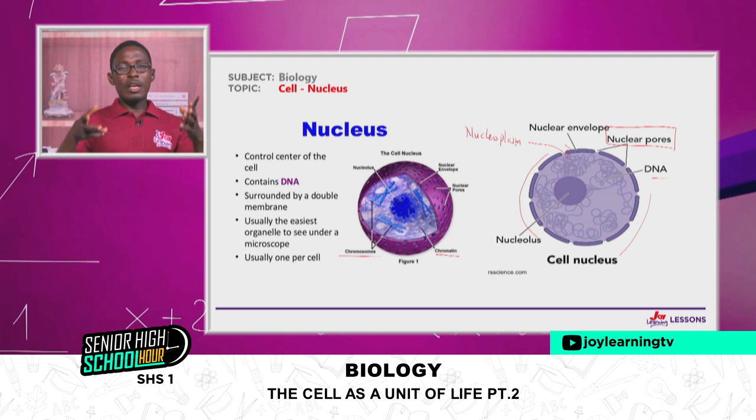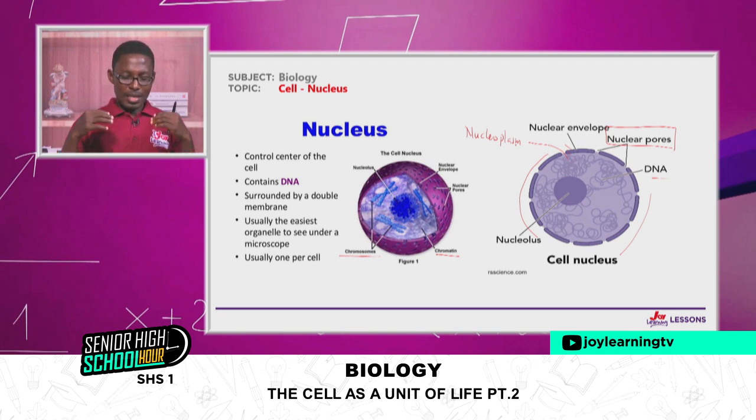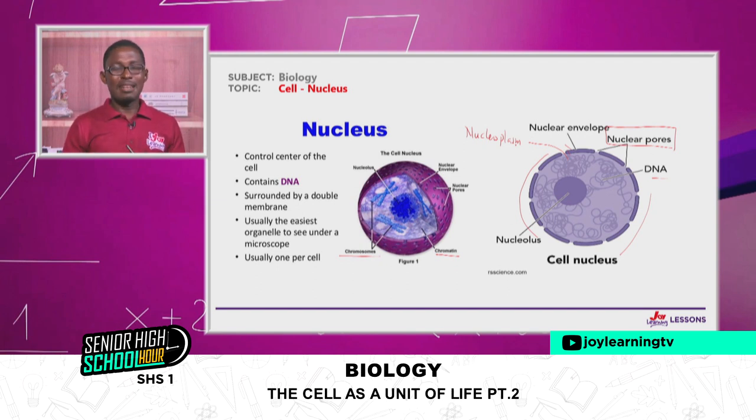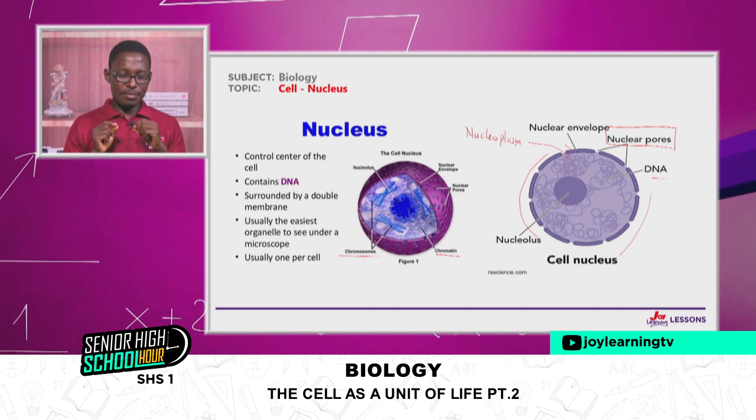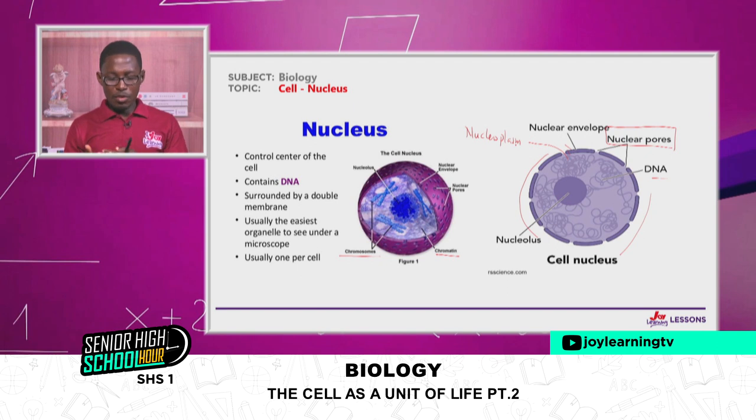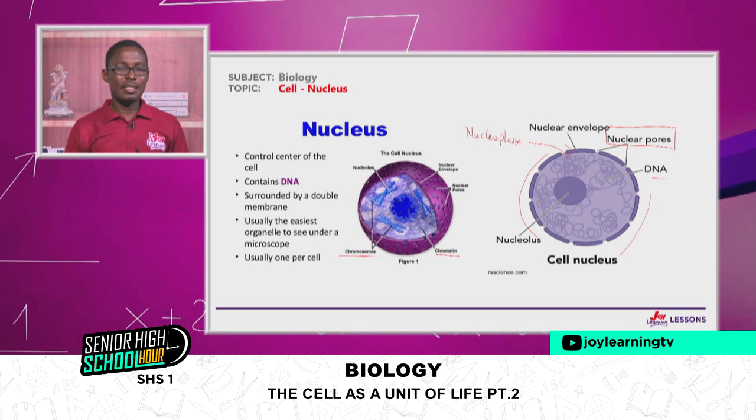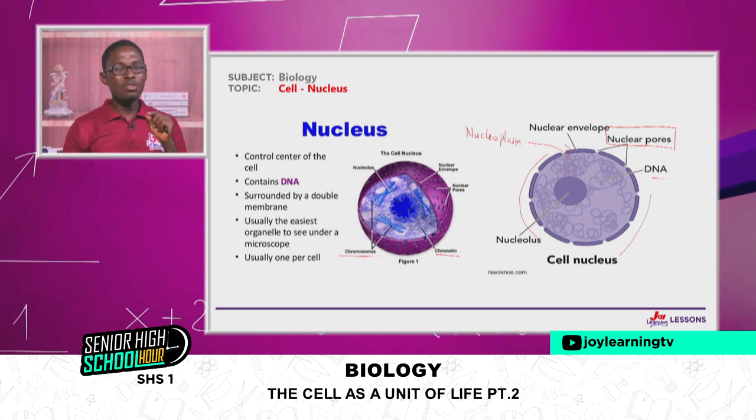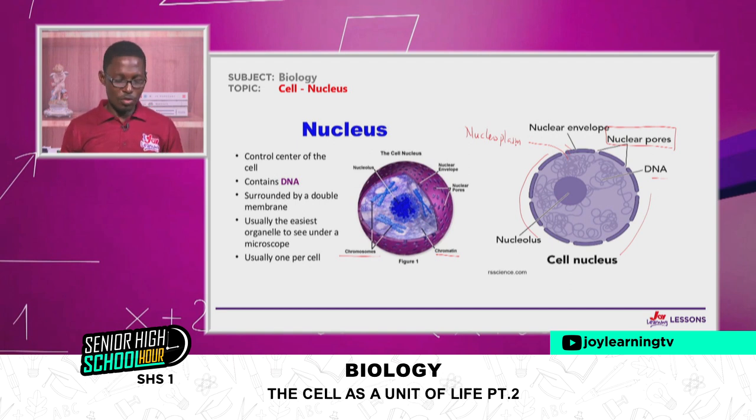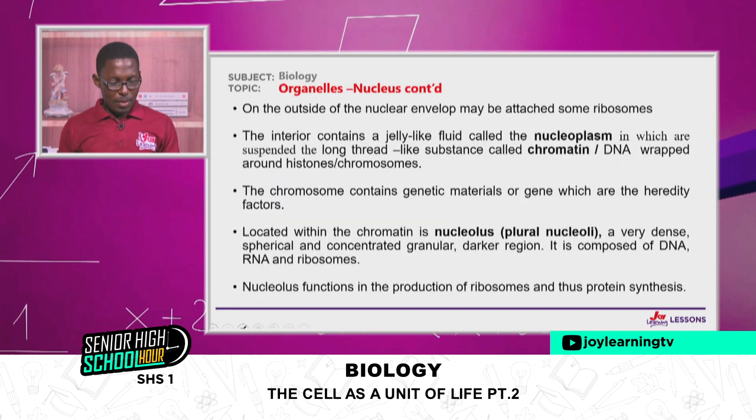Now, there's only one nucleus in a cell. And two, it appears darker than all the others, and you can see it mostly when you use the onion skin, or they say the onion membrane, to study the cell. You see boundaries, but you see a dot there. When your teachers take you through, you see a dot somewhere, that black thing. If you can't see anything, it's the one that will come out, and that is your nucleus. So these are the few things you need to know about the nucleus.